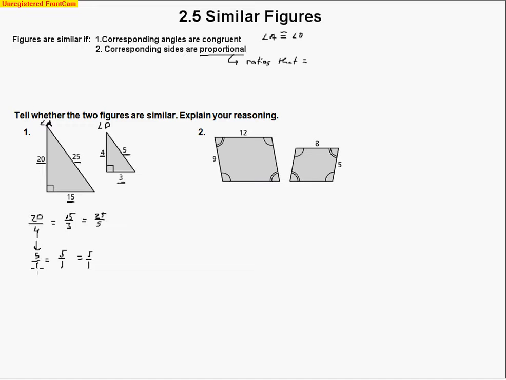And we see that. So we would say, yes, the triangles are similar because the corresponding sides are proportional.